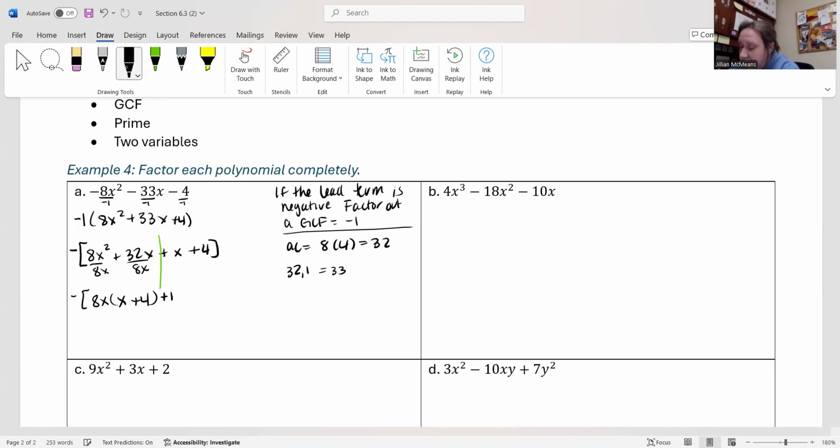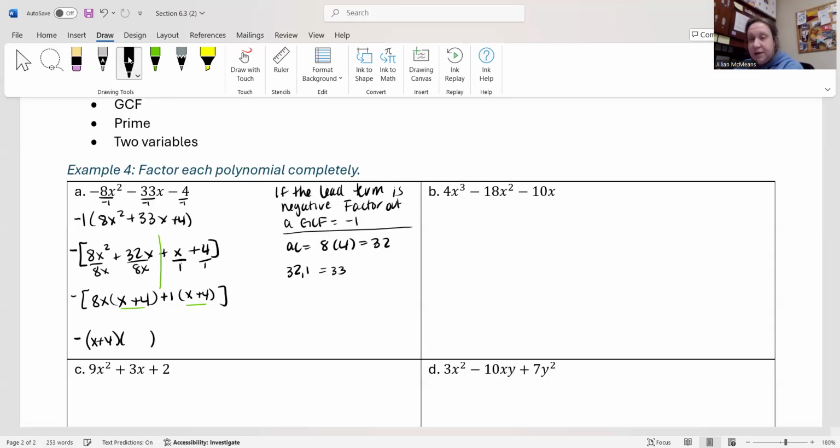So I'm going to go down here and go plus 1. And then I divide each of those terms by 1. Nothing really happens. X divided by 1 is x. 4 divided by 1 is 4. But hopefully you can see that inside the brackets, the two terms have a common factor of x plus 4. So we need to write down our original GCF of -1. I'm just going to write it as a minus. We need to write down our second GCF of x plus 4.